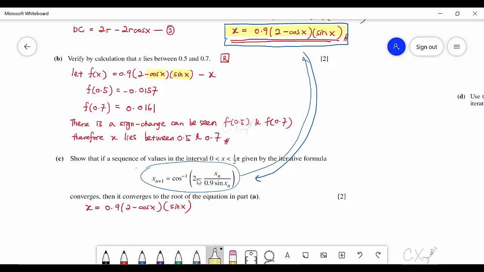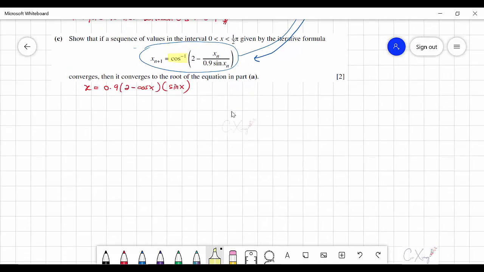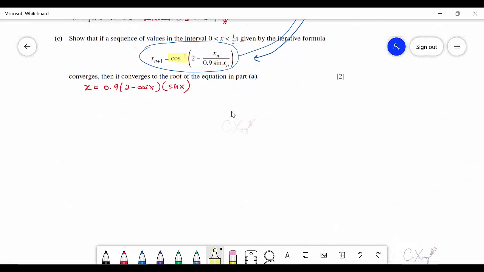Because of my final iteration formula here, I can see that I have the cos inverse here. So that means I will try to make cos x the main object on the left. Then after that, I will want to take cos inverse. So what I can do now is keep the 2 minus cos x as the main object first. Then I have x equals x divided by 0.9 sine x. If I move it like this, then you can see very clearly that this is actually similar to what we have here. Then again, I want to have cos x alone.